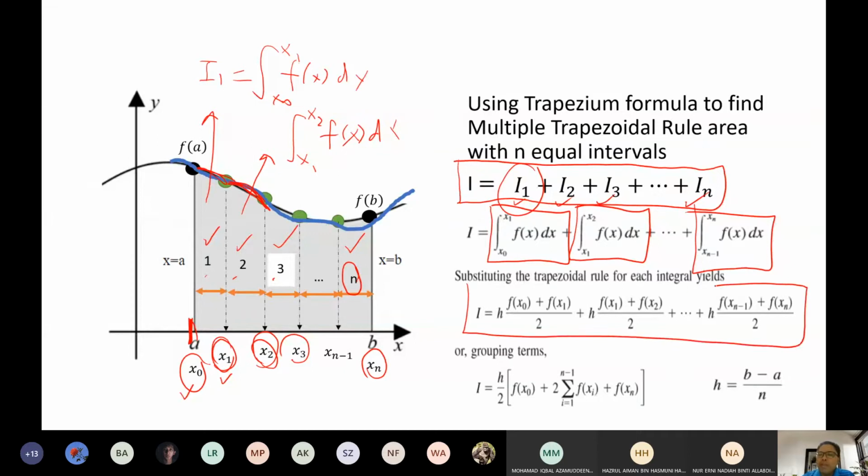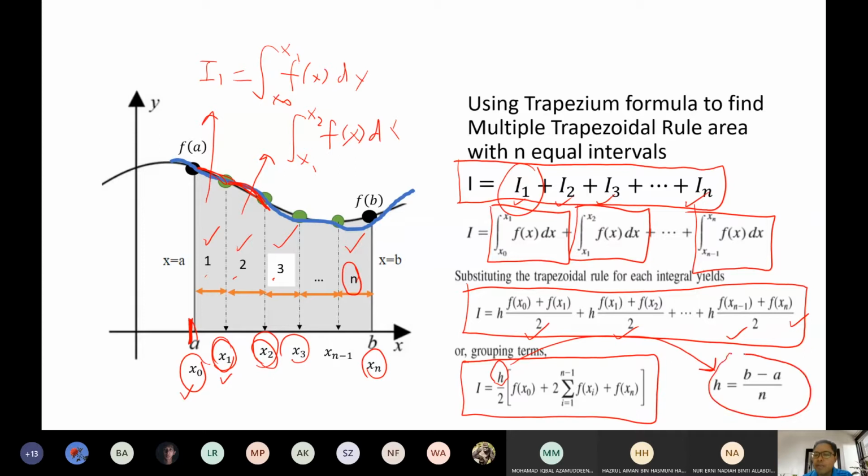If you refer to the previous slides, you can substitute the corresponding formula for each trapezoidal rule, and by simplifying this formula, you will arrive at these final equations, where you have the term h here, that denotes the size of the interval, which is given by b minus a over n. The formula states that I is equal to h over 2 multiplied by f(x0).